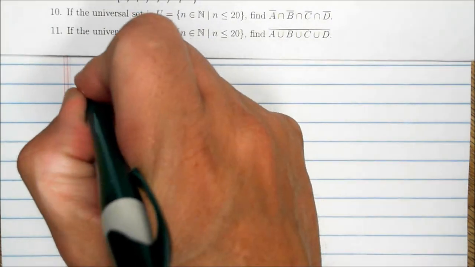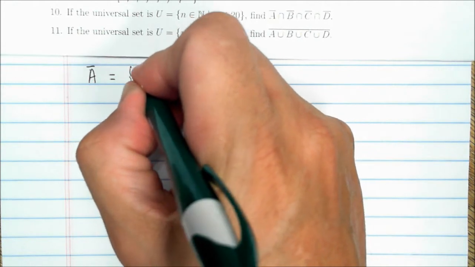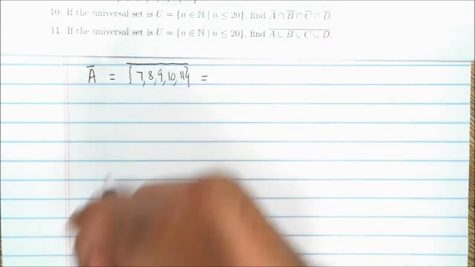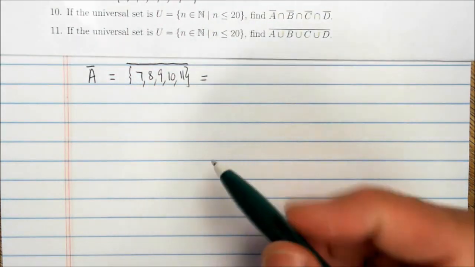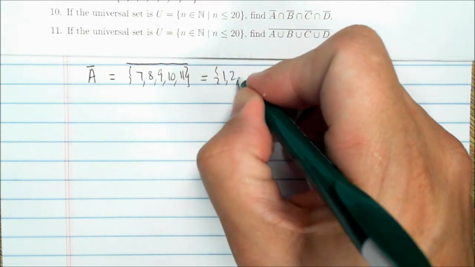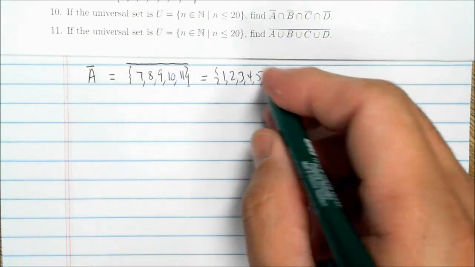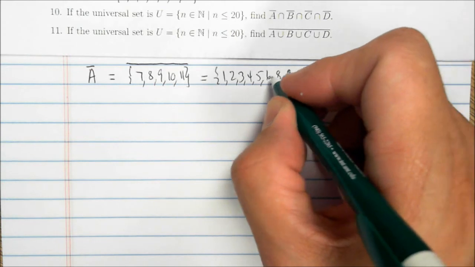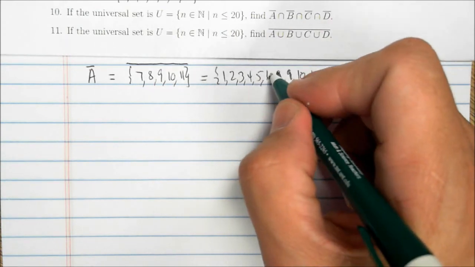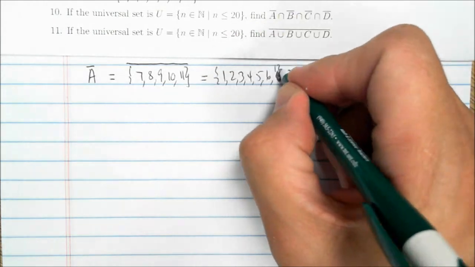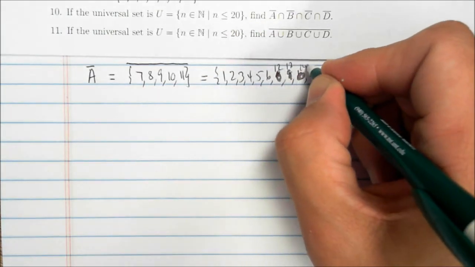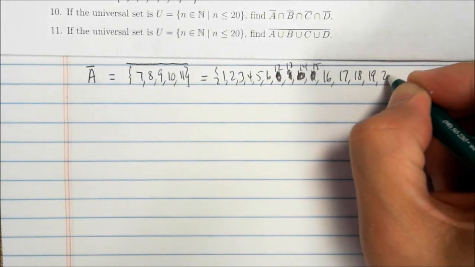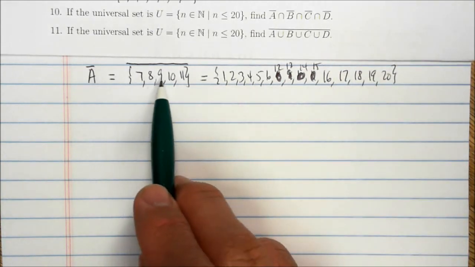Okay, so A complement. And let me write down what the original set was: 7, 8, 9, 10, 11 complement. The universal set is all the integers from 1 to 20, and so I would write this out as 1, 2, 3, 4, 5, 6, and then, sorry, I blew it. 7, 8, 9, 10, and 11 aren't in, so 12, 13, 14, 15, 16, 17, 18, 19, and 20. All the numbers from 1 to 20 except for 7, 8, 9, 10, and 11.